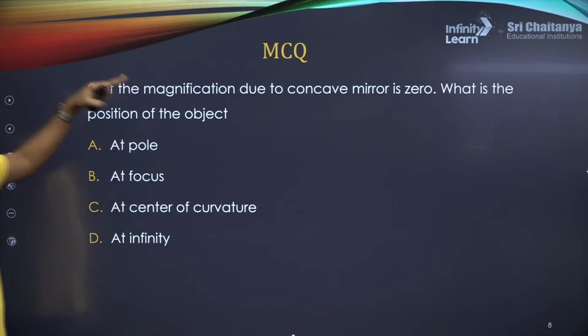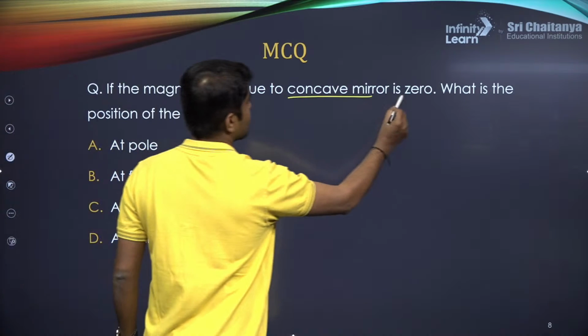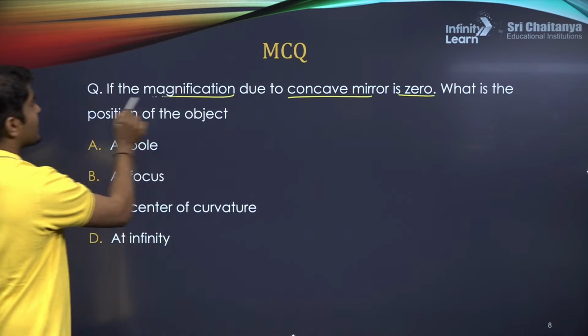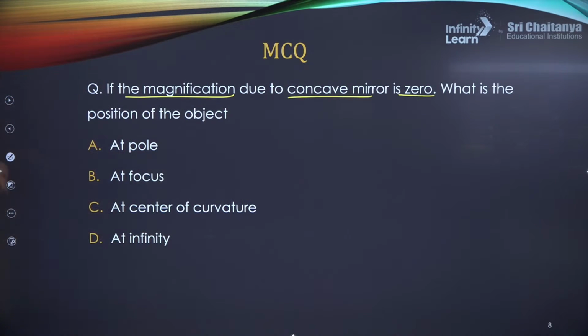The magnification due to concave mirror is 0. Magnification is 0. So what is the position of the object? Hello Shweta, good afternoon.